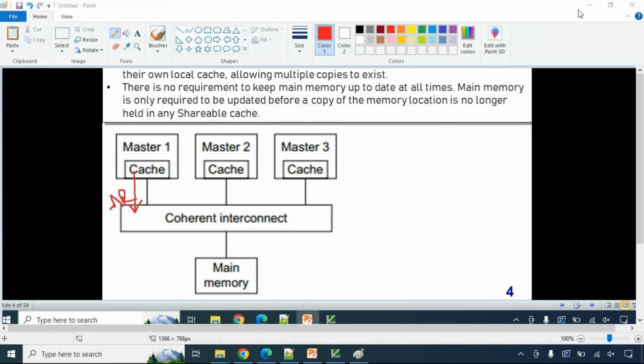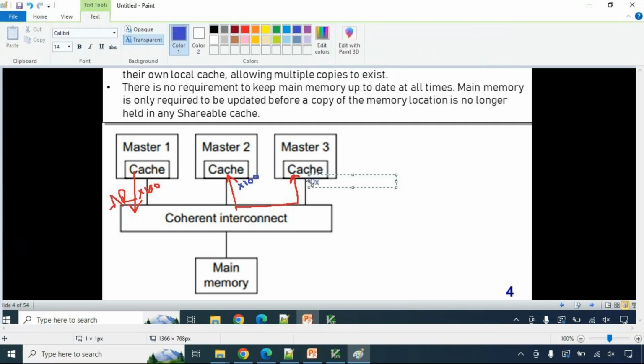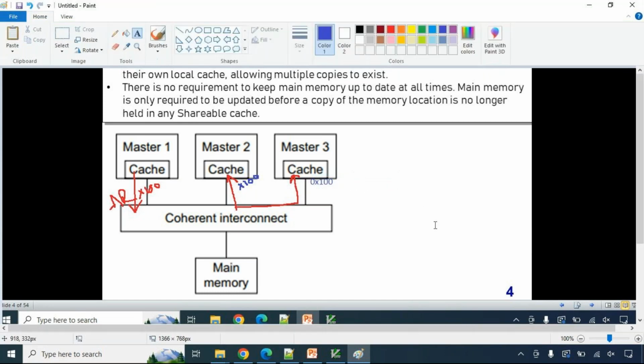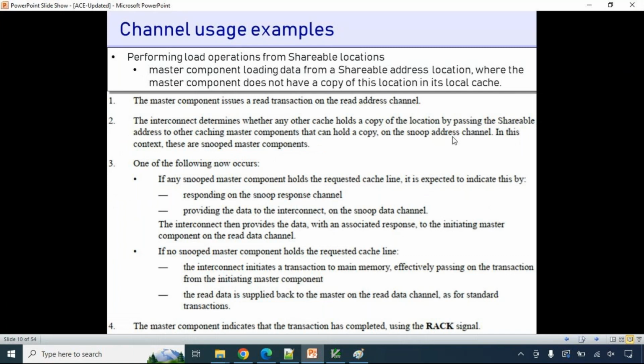So what is the second step? My interconnect generates a snoop transaction to cache 2 and cache 3 at address 100. Let's say the read has happened at 100. Second thing my interconnect does is generate a snoop request at address 100. It indicates this information to master 2. It indicates the same information to master 3 also. Next. In this context, these are snooped master components on the snoop address channel.